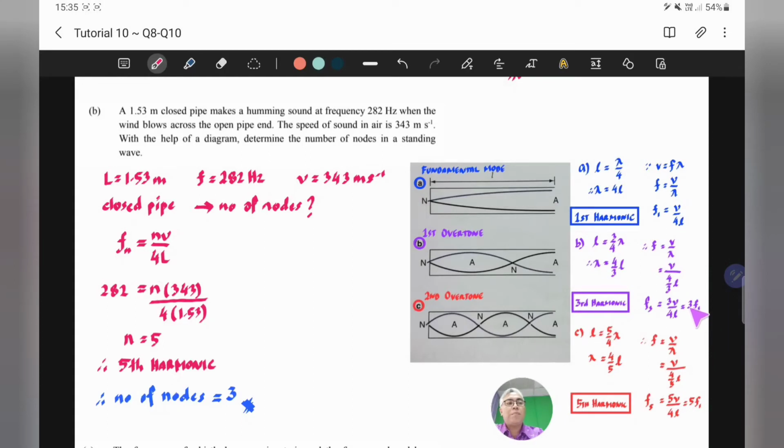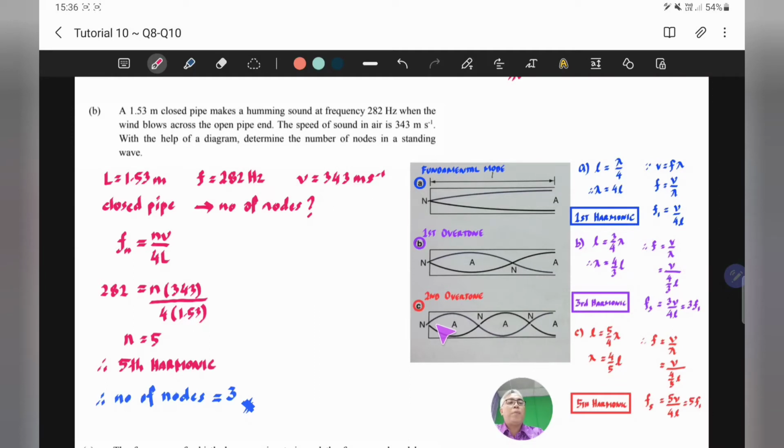So 3 here represents N, where Fn equals N F1. So N equals 3, so F3 equals 3F1. After the fundamental mode, it is followed by the first overtone. The first overtone represents the third harmonic, where N is the harmonic. Next, we have 1, 2, 3 nodes and 3 antinodes. So we have the fundamental mode, the first overtone and the second overtone.